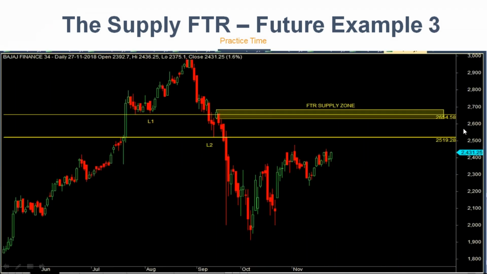Next FTR supply zone. Support 1. Support 1 broken. Support 2 formed. Support 2 broken, went back, formed an FTR supply zone. And why I like this zone? Can somebody tell me why this zone looks cute to me?